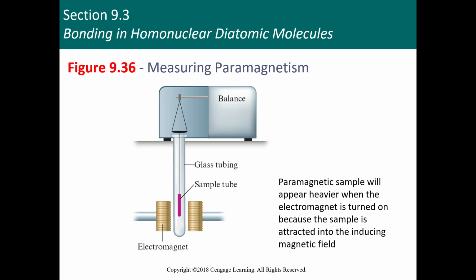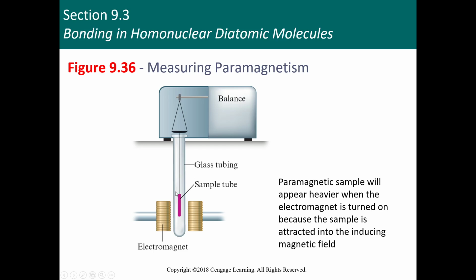Okay, so this is actually how you would measure this. You would take your sample, put it in a glass tube, and apply a magnetic field. This sample tube would be suspended in this outer glass tube, which is typically a vacuum, and it would be suspended by a very delicate balance that would cancel out gravity.